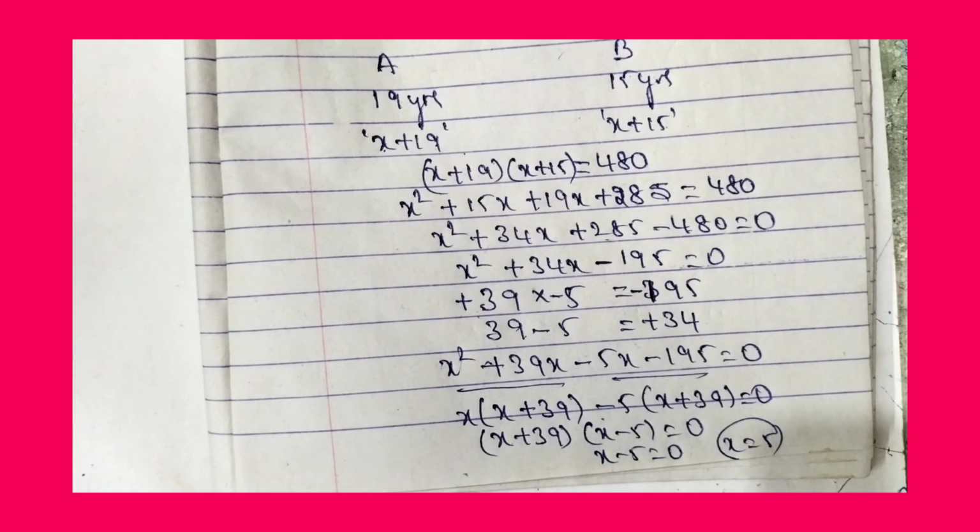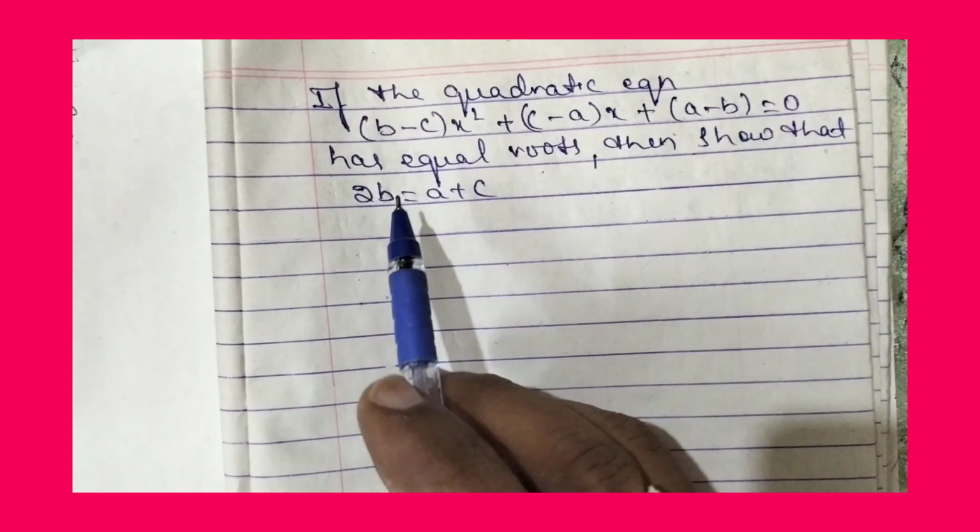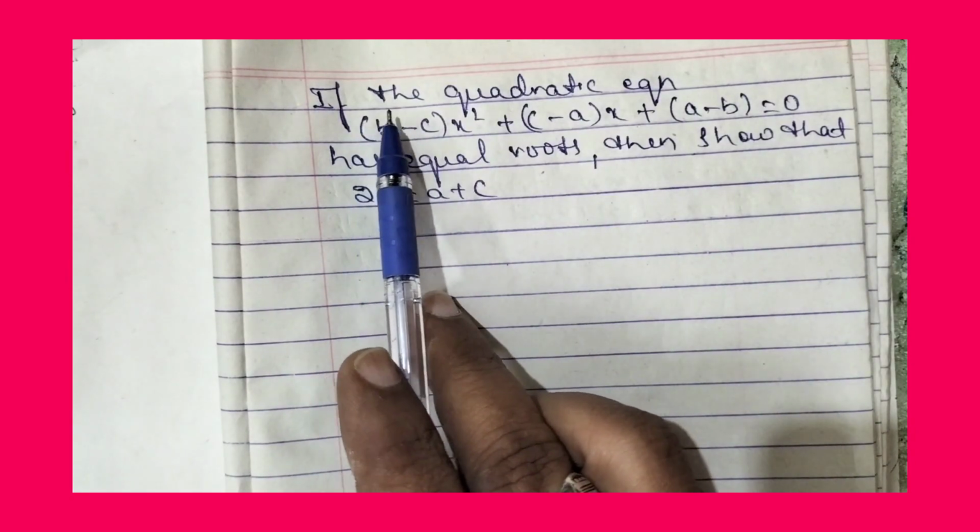Therefore, after 5 years, because if I equate this to 0, we will get minus 39. So x I have taken the age, so age will not be negative. Therefore, after 5 years, A and B's age product will be equal to 480. After how many years? After 5 years. So the answer is 5 years. Now let us move to the next question.